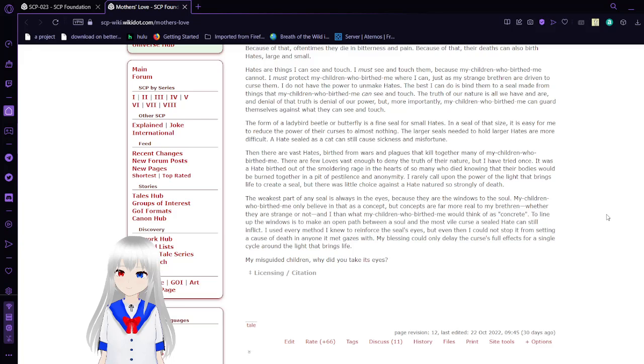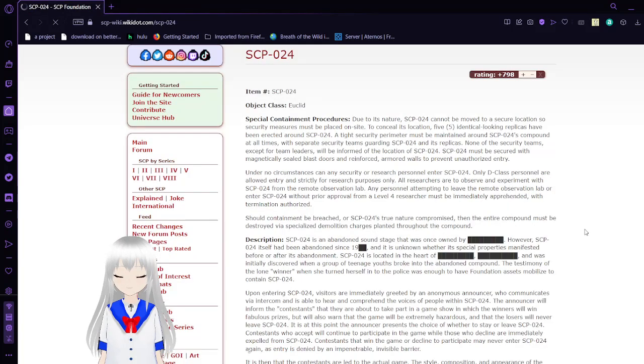Item number SCP-24. Object class Euclid. Due to its nature, SCP-24 cannot be moved to a secure location, so security measures must be placed on site to conceal its location. Five identical looking replicas have been erected around SCP-24.